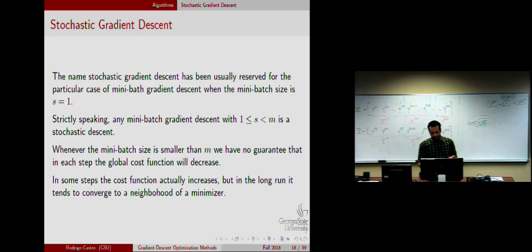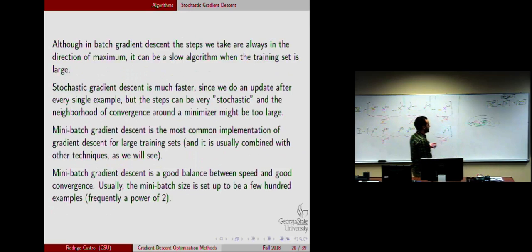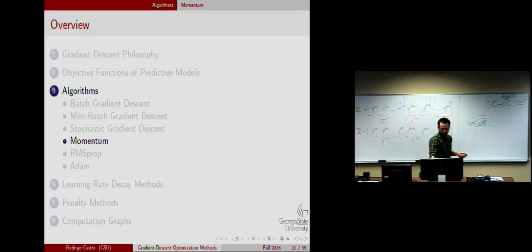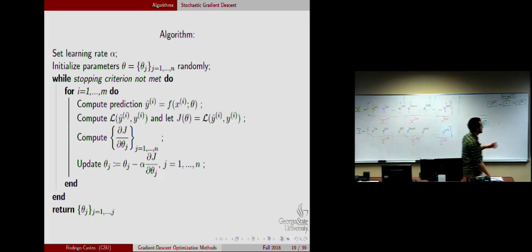Stochastic is even faster, because you do one update after one example. But you can see that it will be even more stochastic. So the for loop goes from 1 to m. Take one example, compute the loss. Now the cost function is just that loss. You update the thetas based on that one example, and you do it again. So you take a lot of steps with one run of the data. One run through the whole data we call an epoch. So a lot of steps, very fast, but more stochastic.